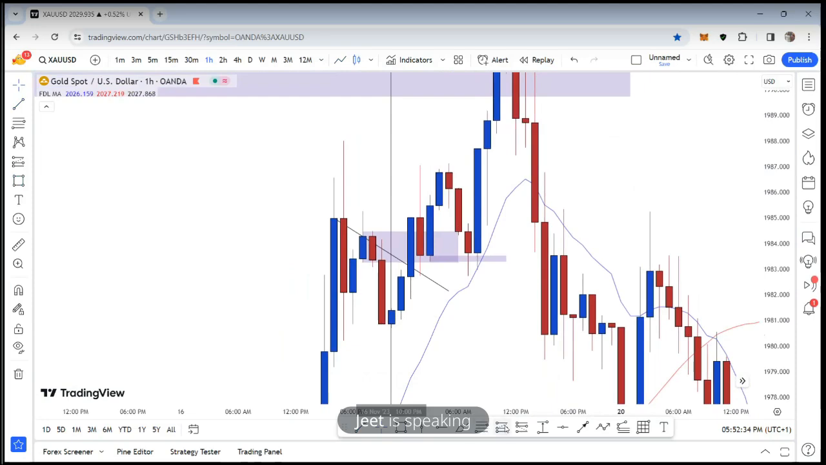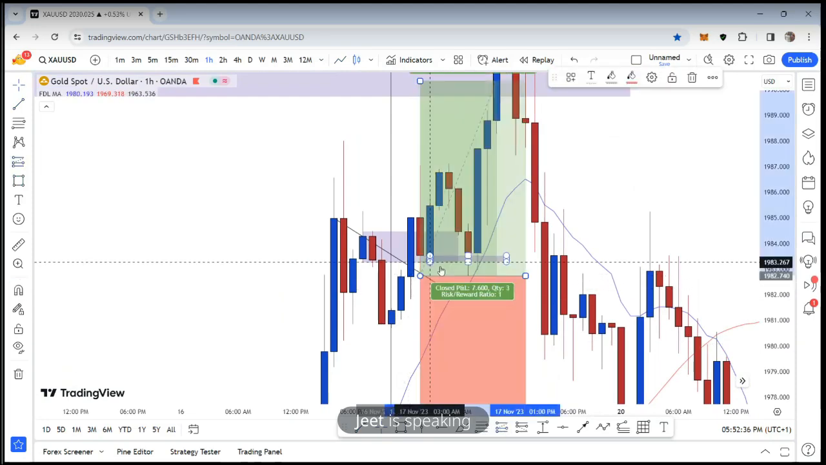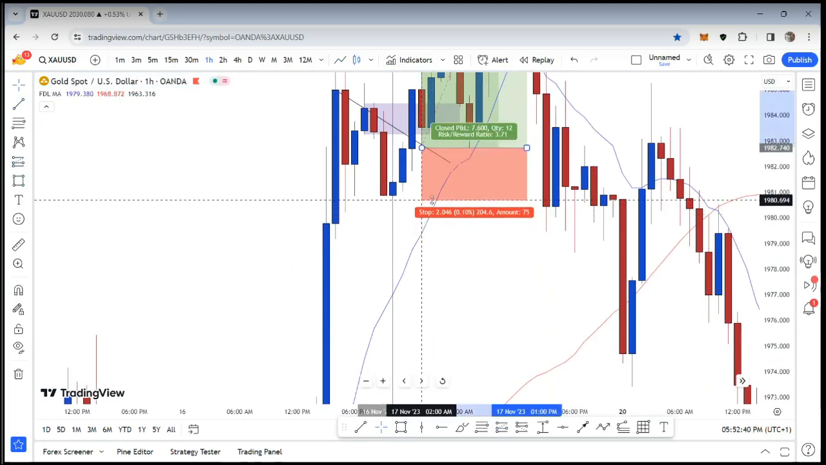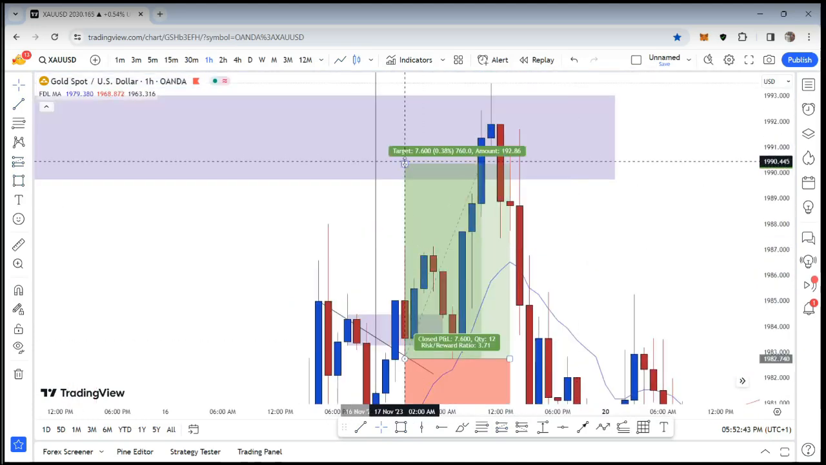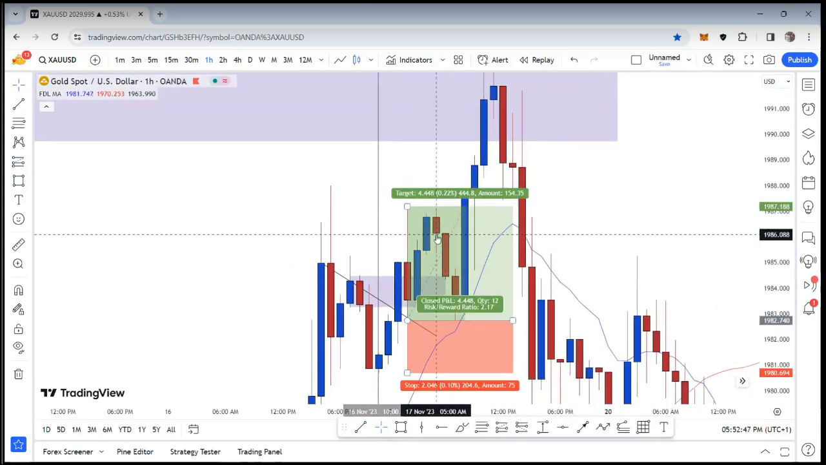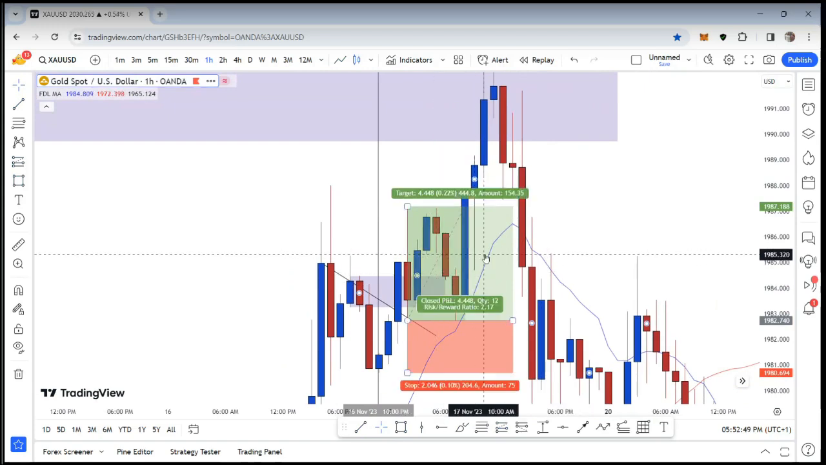Yeah. So this was your entry, right? And then the moment price came here, that is 1:1. So now that's 40 pips. Even when price retraced, it would have taken us out on break even.